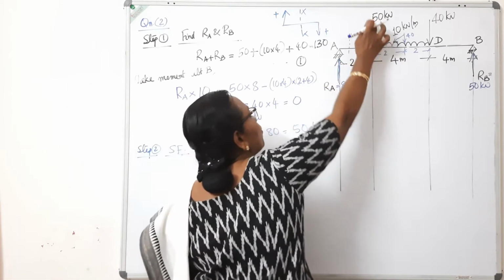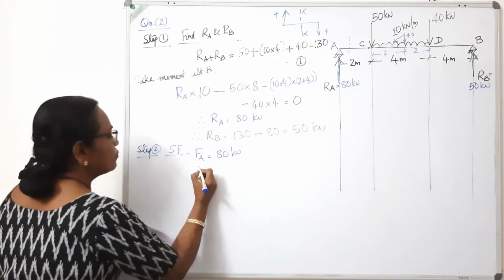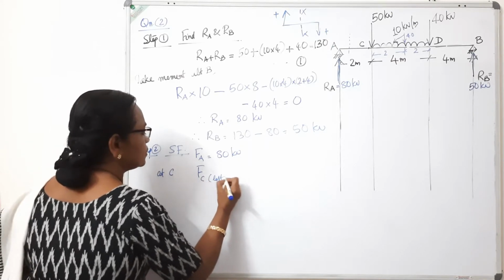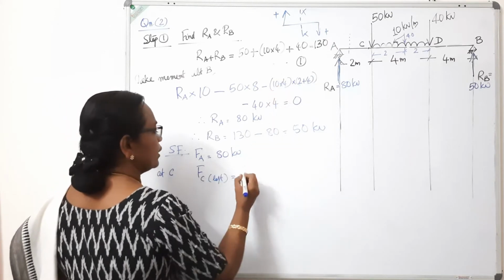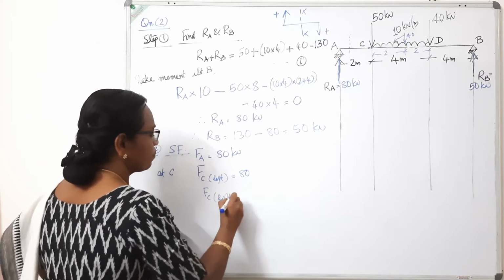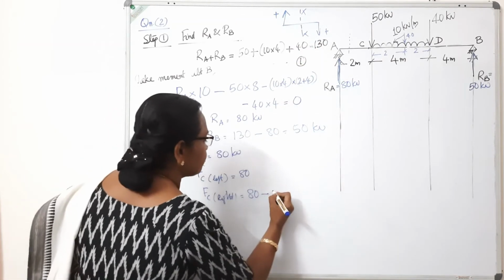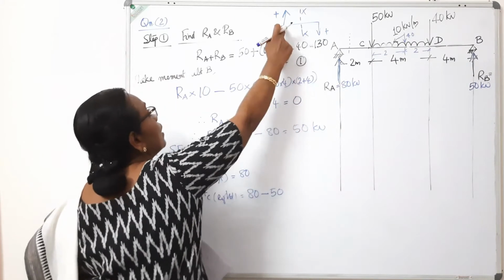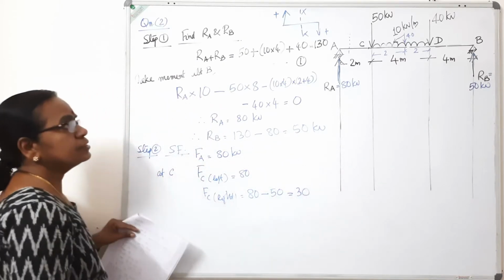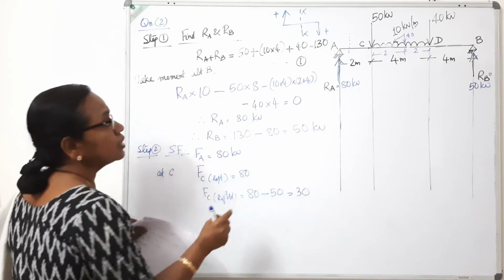At the point C, there is a point load acting, so you have to consider just to the left as well as right. FC left: just to the left of C, there is only 80 kilonewton. When you just move to the right of it, it will be 80 minus 50. 50 is acting downwards, upward is positive. So it will be 30. So at that point C, there is 80 kilonewton. From there it suddenly drops to 30 kilonewton.